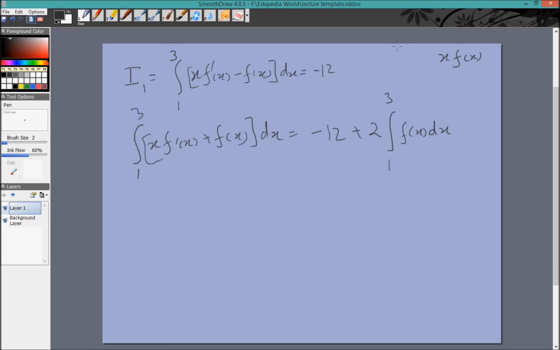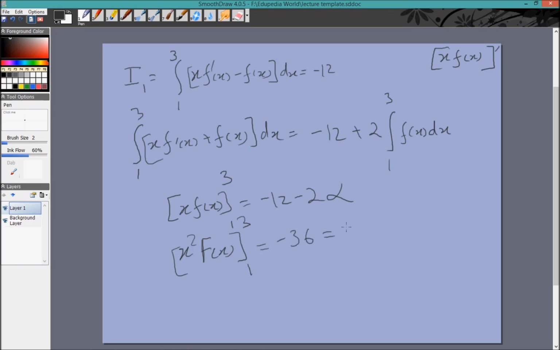So now what is this? This is the derivative of x f(x), right? So if you integrate it, you'll get the original thing with the limits. So x f(x) with the limits 1 to 3 is equal to −12 minus 2, let's call this integral alpha, which is what I need to find out. So this can be written as x² F(x) from 1 to 3. Now we know capital F of 1 is 0. That is already given to us in the question. And we know capital F of 3 is −4. So the lower limit becomes 0. The upper limit becomes −4 multiplied by the square of this, which is 9. So we get −36. That is −12 minus 2 alpha, which gives us alpha is equal to −12. So this integral is equal to −12.